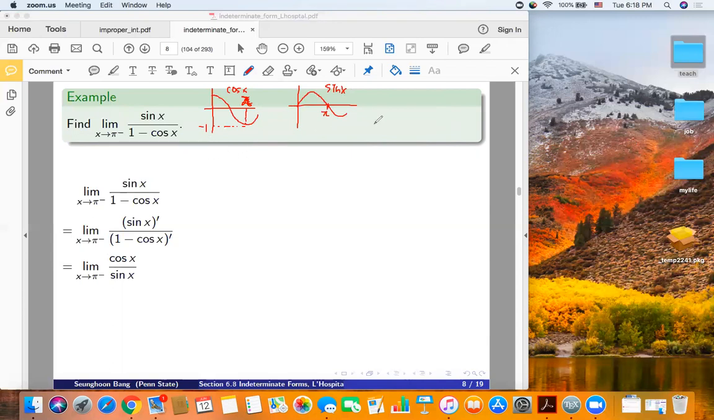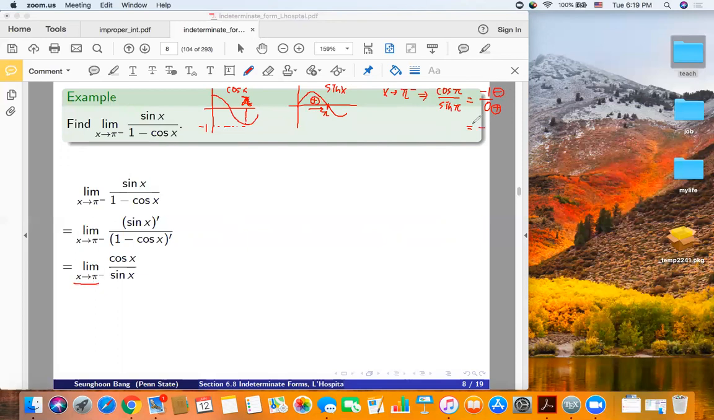So what about this one? The x value approaches pi from the left. You plug pi into cosine and sine. Cosine of pi over sine of pi. What's that? Cosine of pi is -1. Sine of pi is 0. The x value approaches pi from the left. The sine function is above the x-axis, positive. Cosine is negative. What is the answer?